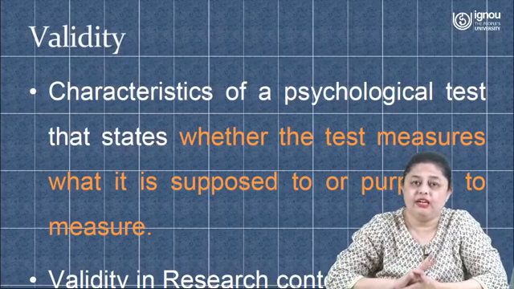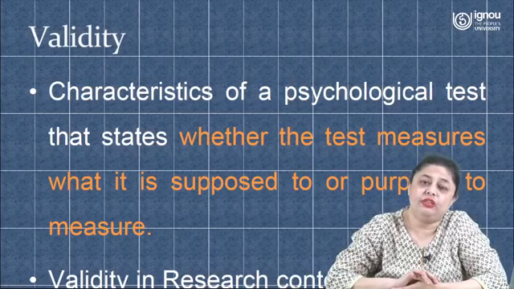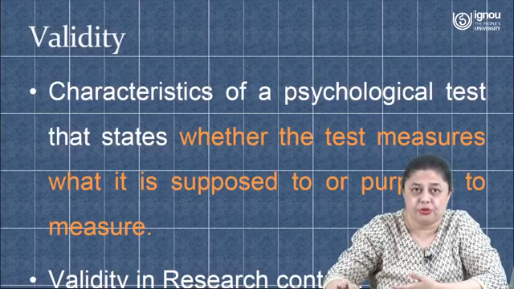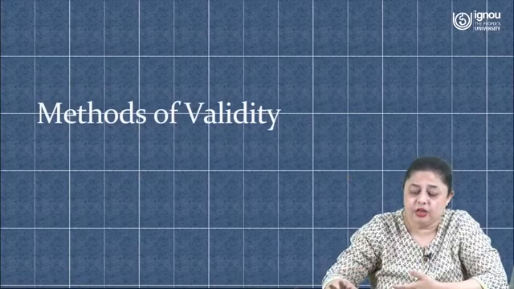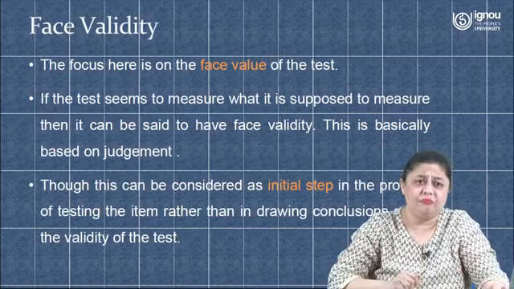So, internal validity has to do with the relationship between dependent variable and independent variable, whereas external validity has to do with the generalization of the results either in situation or with the population. So, this is again very important for you to focus on. There are various methods of validity that we talk about. The very first method is face validity. This is a very simple one.